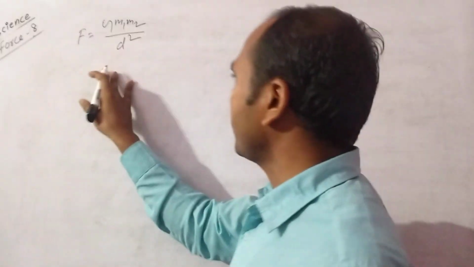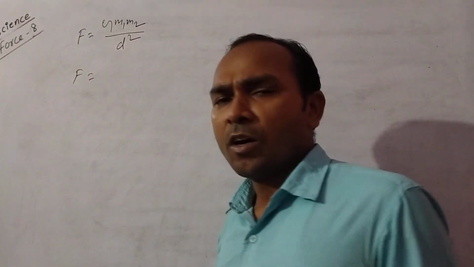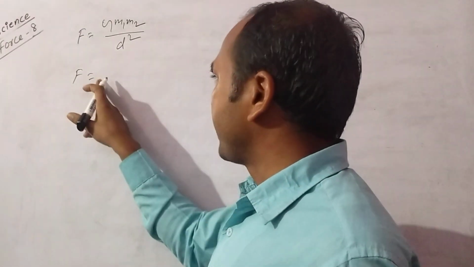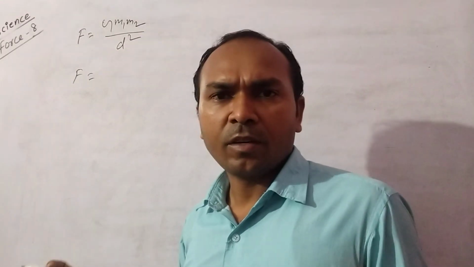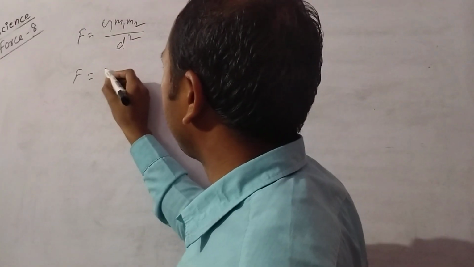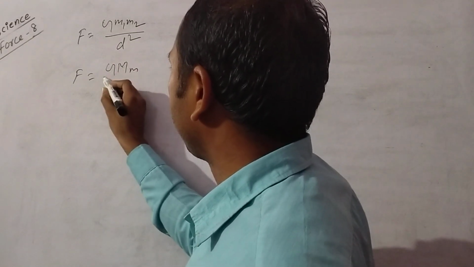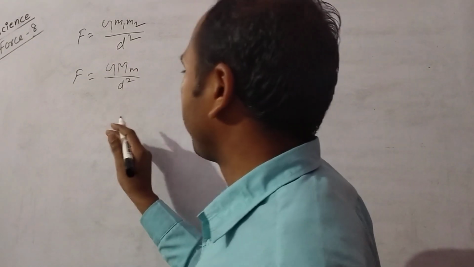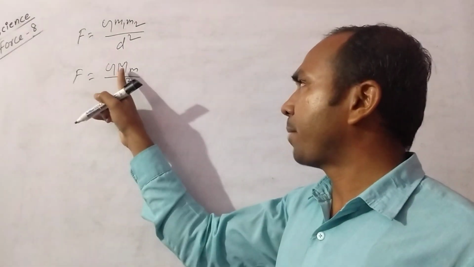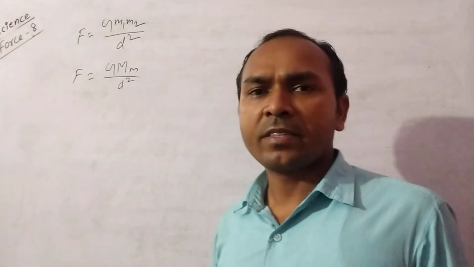Another, when we have to calculate the gravity of any planet or any heavenly body by placing an object having a small mass, then that force of gravity is equal to G M m by d square. And this is the force of gravity exerted by the heavenly body having mass capital M on a small body having mass small m.